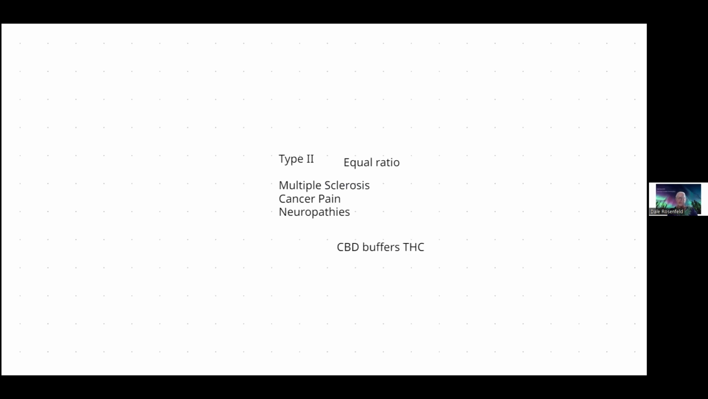CBD buffers the THC. I like that concept, that we don't have to get as high as possible, as psychoactive as possible. We can have it buffered for other elements. Absolutely. So, yep, less chances of having side effects. They work better together, right? The power couple. You can use lower doses of each when you use them together. Okay, great.